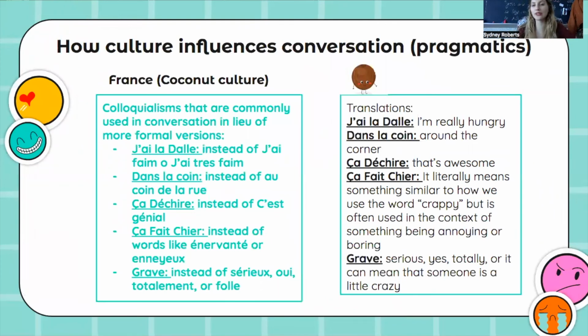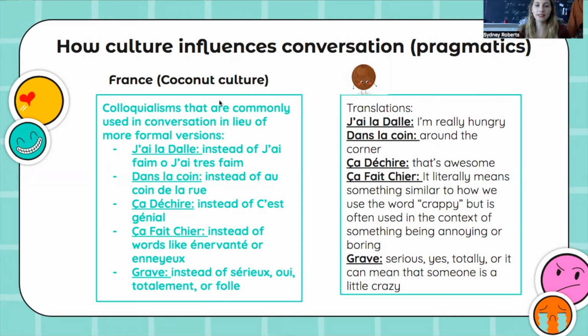So culture influences conversation. This is pragmatics, more or less. And France is described as a coconut culture, which we'll get into a little bit more. But essentially, a coconut culture is more of how we perceive French people as being outsiders of that culture. So colloquialisms that are commonly used in conversation in lieu of more formal versions, because usually when you're taking a class, you learn the very formal versions. But these are the more commonly used colloquial phrases.